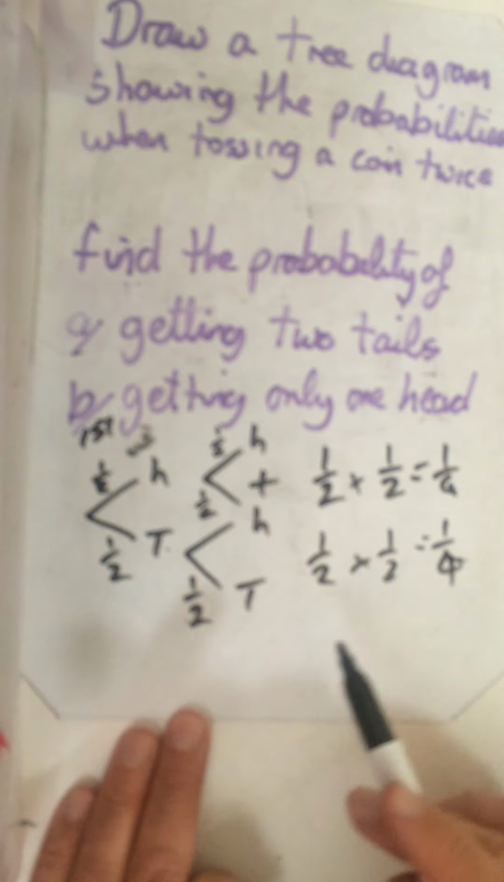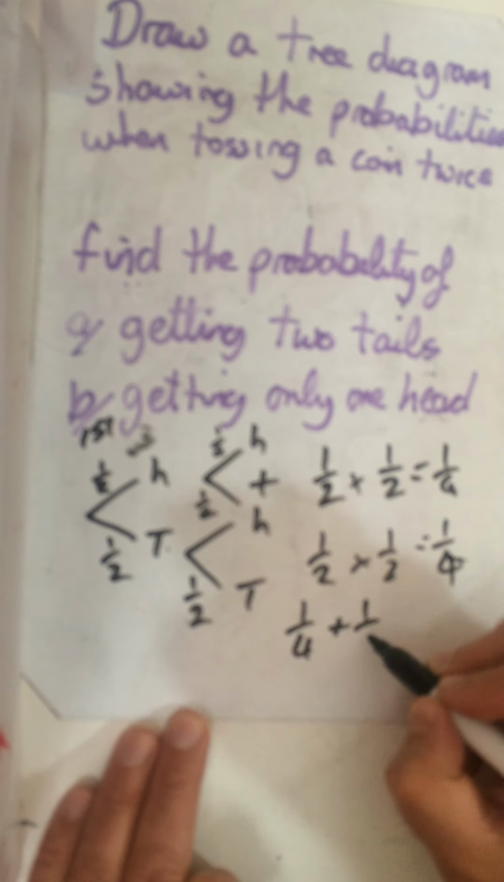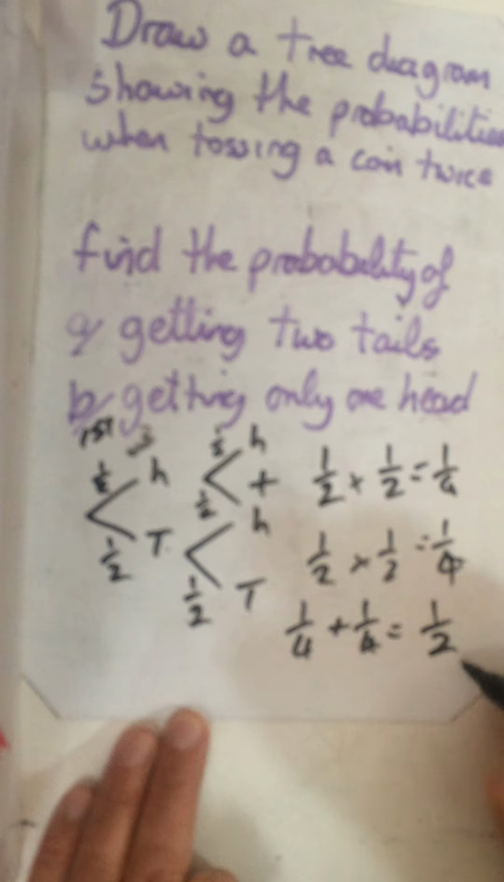So that can happen twice, can't it? So in this case, we add those up, a quarter plus a quarter. So it's a 1 in 2 chance of getting one head, okay? Getting one head.